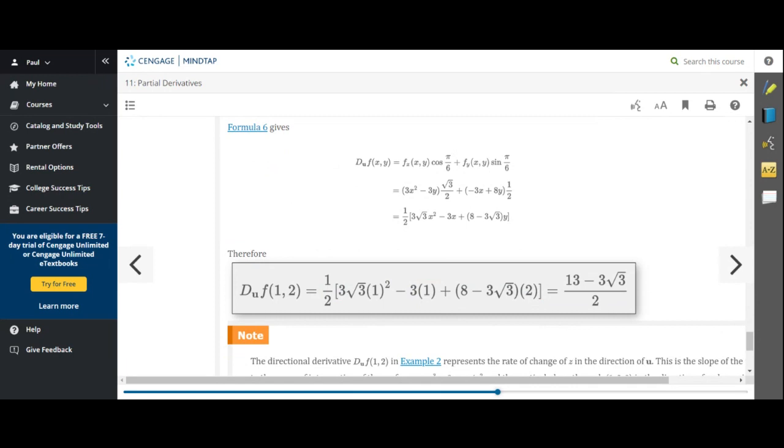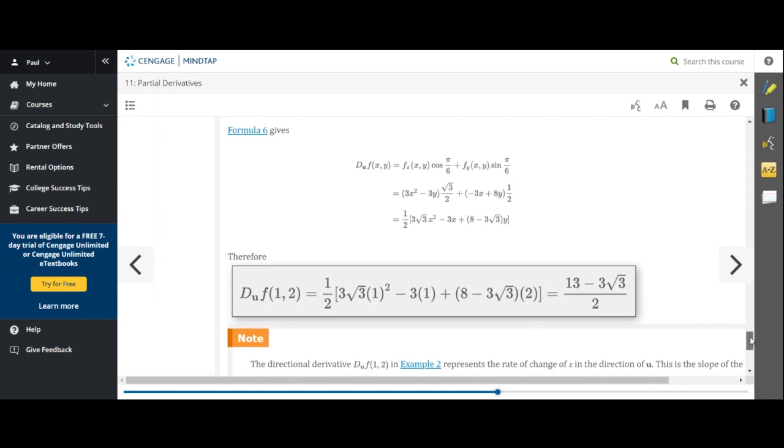So let me ask you, is this directional derivative positive or negative? If you take 13 minus 3 square root of 3 and divide it by 2, is that a positive number or a negative number? Is the slope positive or negative? That's right, it's positive. If you get the decimal, you'll see it's positive. So good Eric, how do we interpret this?